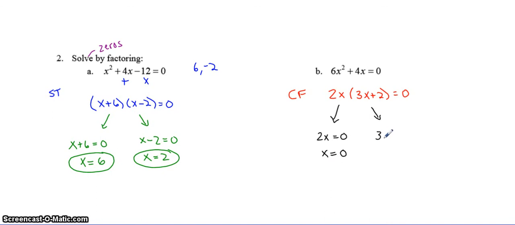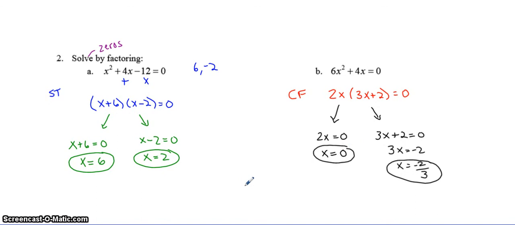Take the next bracket, or the next factor, set it equal to 0, and solve for x. So we're first going to subtract 2 from both sides, and now we're going to divide both sides by negative 3. So these are your two solutions, or your two zeros, to this equation.